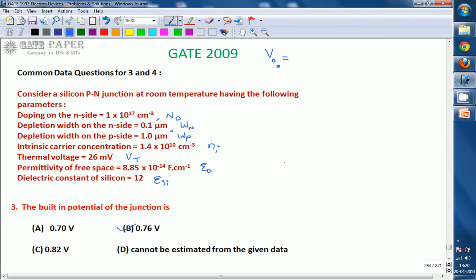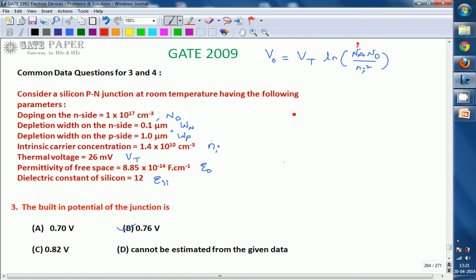We know the built-in potential is indicated as V naught, the potential barrier voltage of a p-n junction, whose value is Vt times the natural logarithm of Na Nd by ni square. From this equation, Vt is known, Nd is given, and ni square is given. What we don't know is the Na value. Vt, Nd and ni are known. So how do we calculate Na?